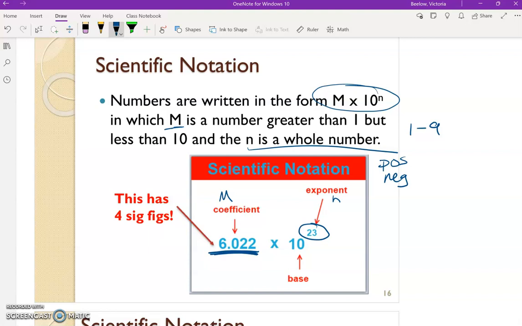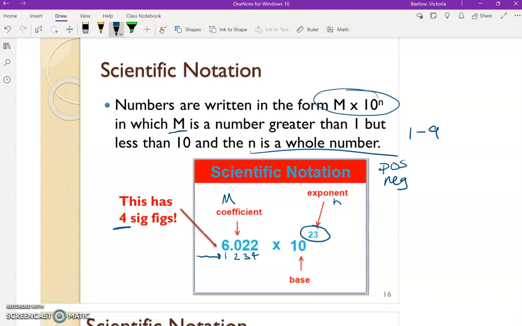So when that number is positive, it's a really big number, and when it's negative, it's going to be a really small number. And also I did point out that this would have 4 significant figures because the decimal is present. So I'd start from this side, and I start counting the first non-zero I come across, which is 6, and everything else after that as being significant. That's why this has 4 significant figures.